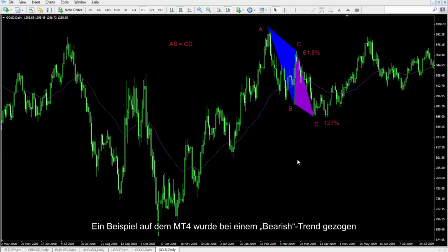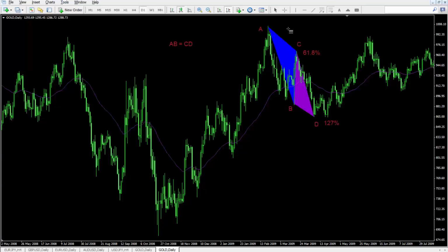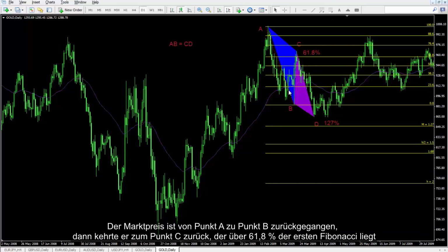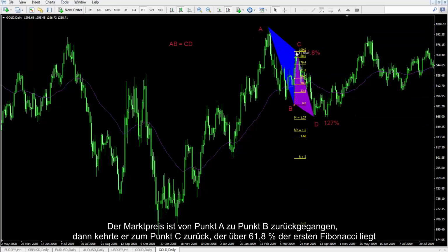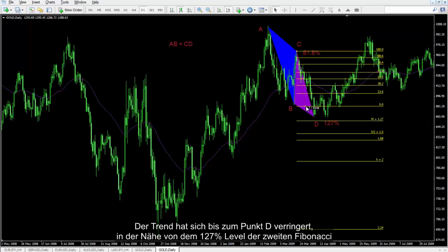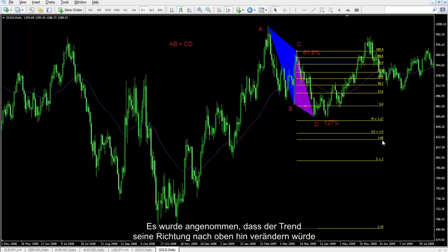An example on MetaTrader 4 has been drawn on a bearish trend. Market price has declined from point A to point B, then it returned to point C, which is over 61.8% of the first Fibonacci. The trend decreased until point D, near the 127% level of the second Fibonacci. It was assumed that the trend would change its direction towards the top.